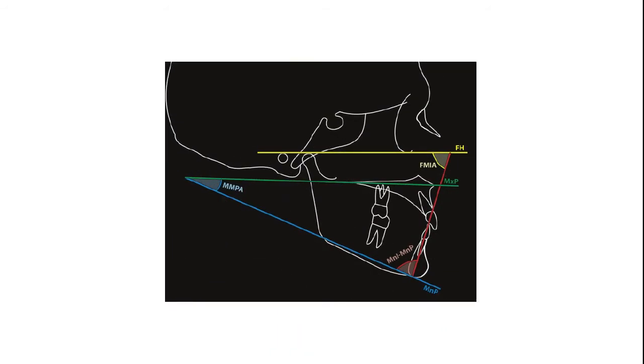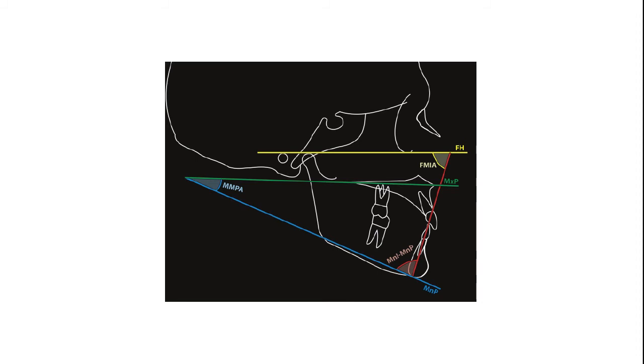Moving on to the inclination of the mandibular incisors, we can use several items to evaluate it. The first is the mandibular incisor to mandibular plane. Its average is 92 degrees plus or minus 5 degrees. The average value and the range of variation given are only appropriate if the maxillary-mandibular plane angle and the skeletal patterns are within the normal range.